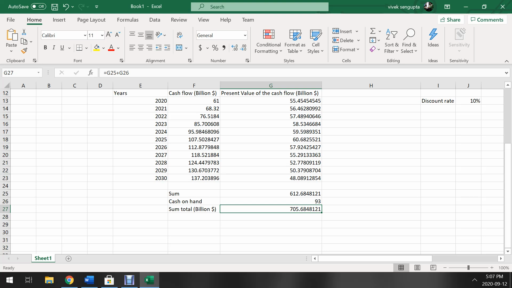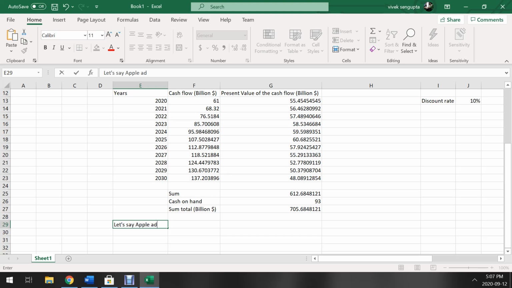Now at the end of 10 years, let's say you own Apple as of today, and at the end of 10 years, you are going to sell the whole company, and let's say it is trading at 10 to 12 times this earning, which is of the 10th year, which is basically this, $137 billion. I'm not doing the present value yet.